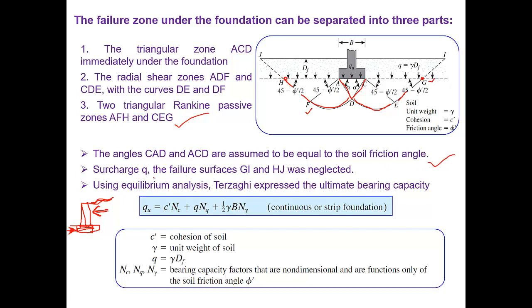And surcharge q. We already saw in the last slide the surcharge q, if we consider the failure surfaces GI and GH. Have a look. Surcharge means from here to this. This is the situation of your surcharge condition just above the foundation base. Here you can see the lines GI and HJ. These two are neglected, so in his equation he did not consider these two failure surfaces.